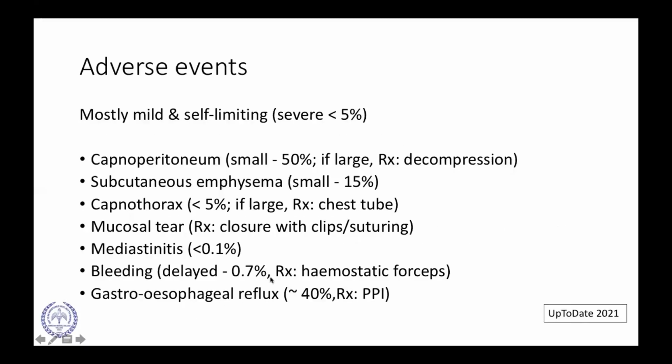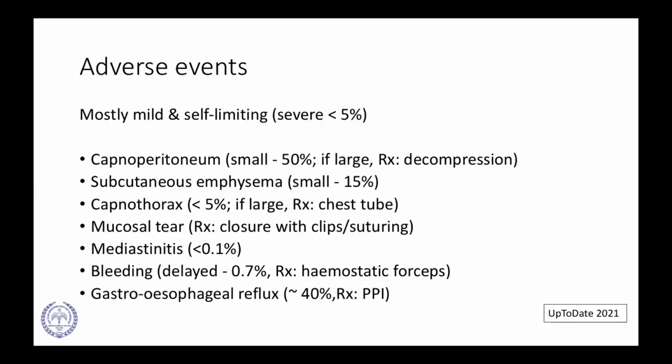The adverse effects following POEM are mostly mild and self-limiting. Capnoperitoneum is generally small. If it's large, the treatment is by decompression using a Veress needle. Subcutaneous emphysema can be seen in about 15%. Capnothorax can be found in less than 5%; if it is large and significant, a chest tube is placed.